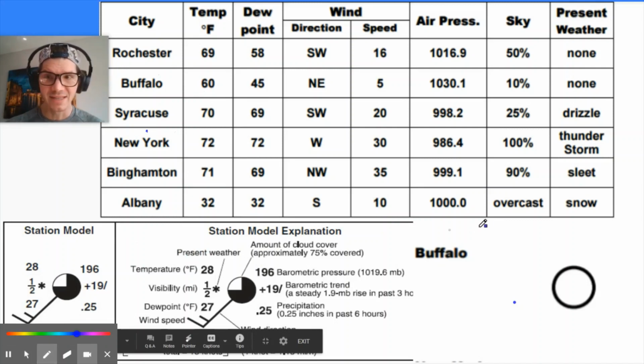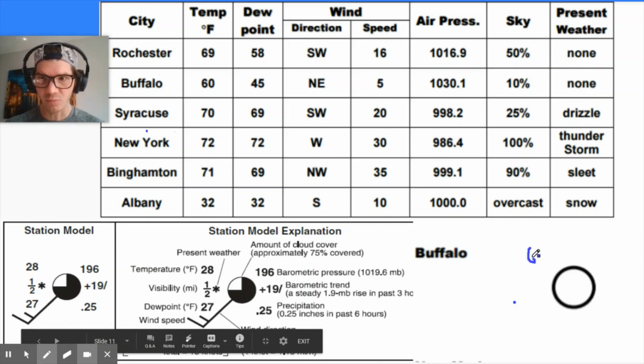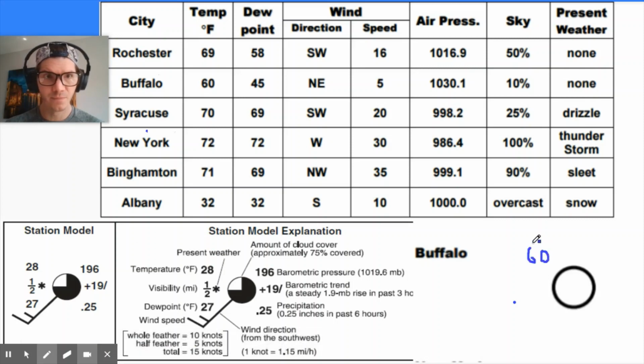The temperature is 60, so that will go in the top left. And I can cross it out just to kind of keep track of what I'm doing. The dew point goes down and to the left, so that would be 45 degrees. The wind speed and direction is coming from the northeast at a speed of 5 knots. So I'll have my staff come off in the northeastern direction. One short little feather to indicate 5 knots.